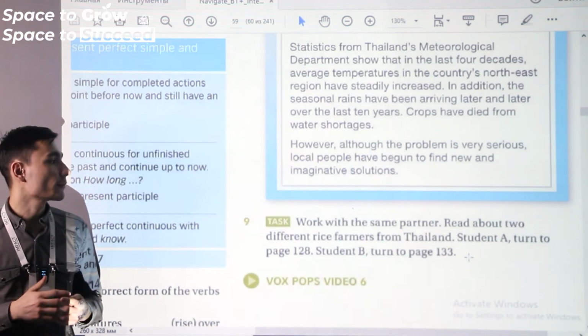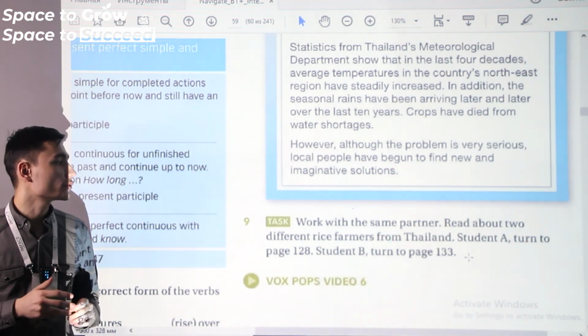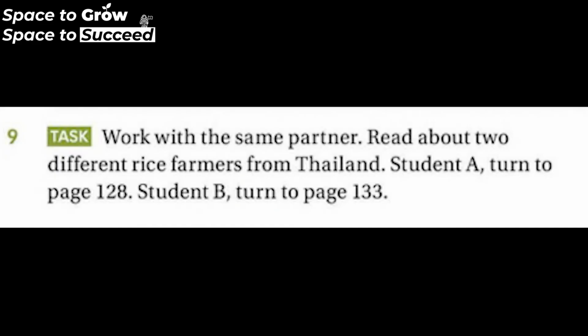Exercise 9. Task. Work with the same partner. Read about two different rice farmers from Thailand. Student A, turn to page 128. Student B, turn to page 133.